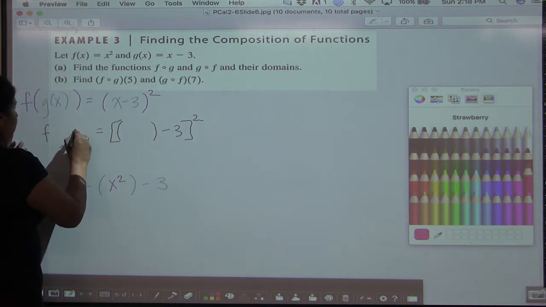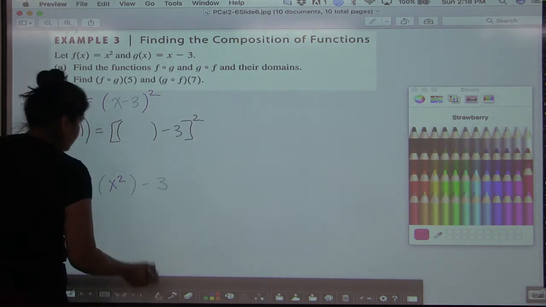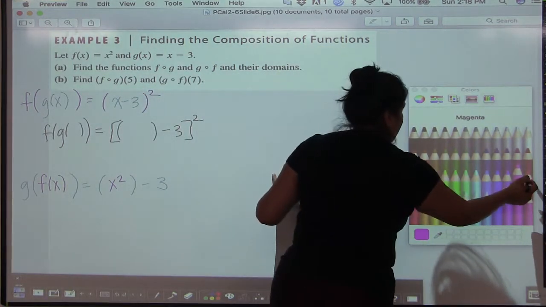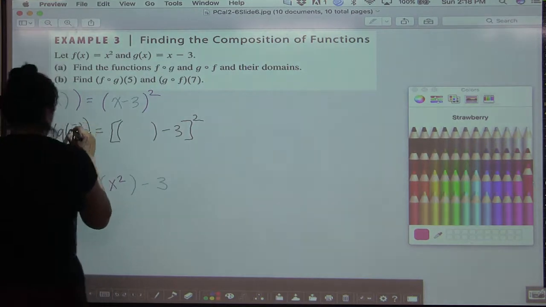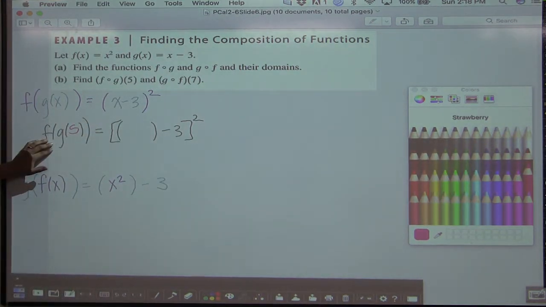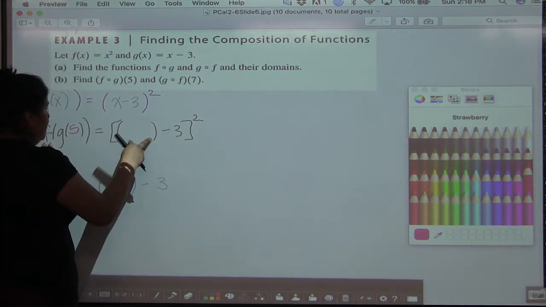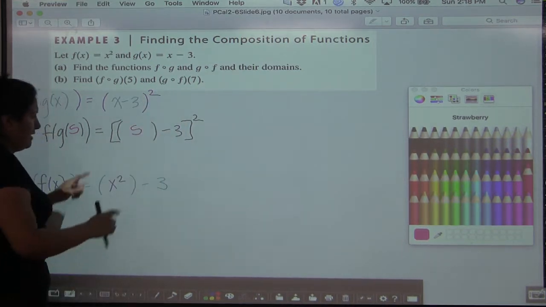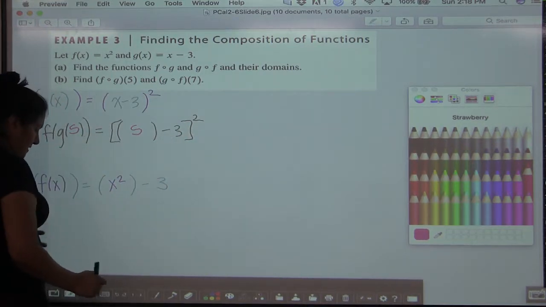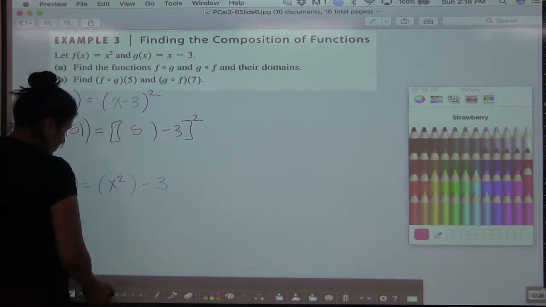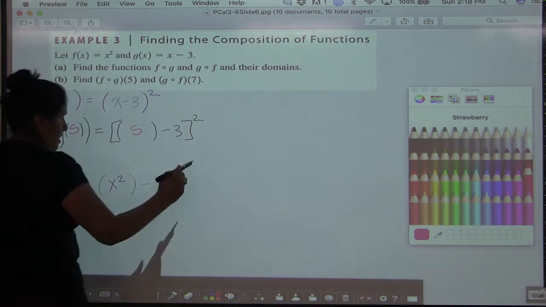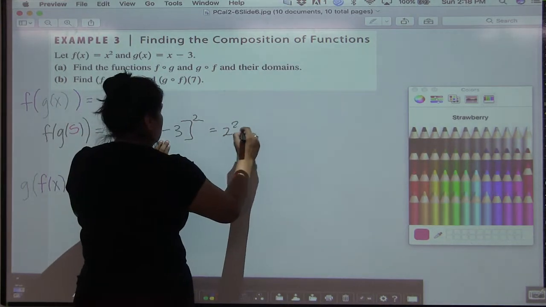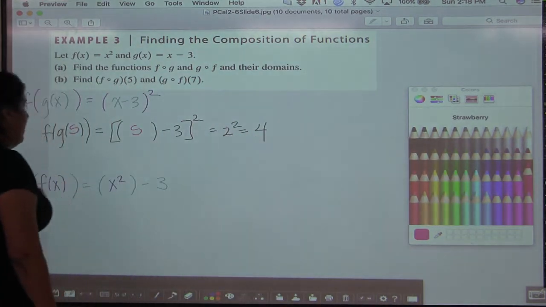f of g of 5. Ooh, that wasn't good. And that didn't take. Okay, so I'm putting a 5 there. So then right here for the x, parentheses, I'm going to put a 5 in the place of the x. And then it's 5 minus 3 squared. So we don't necessarily need these brackets anymore. But again, I always put them in the beginning so that I make sure that I don't skip anything important. So now we're going to go here. And 5 minus 3 is 2. And 2 squared is 4. So f of g of 5 is 4.